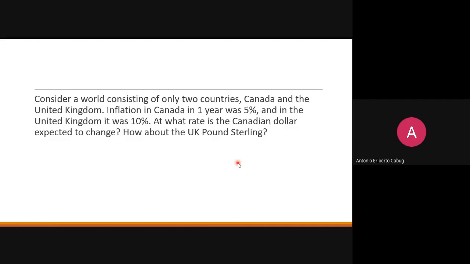Next. Ito na ha. So, a while ago, I was talking about relative PPP, relative purchasing power parity. Consider a world consisting of only two countries, Canada and the United Kingdom. Inflation in Canada in 1 year was 5%, and in the United Kingdom, it was 10%. At what rate is the Canadian dollar expected to change? How about the UK pound sterling?